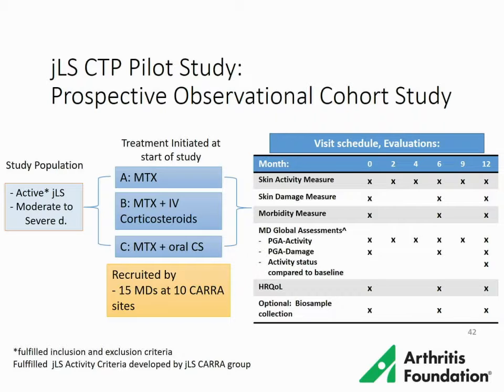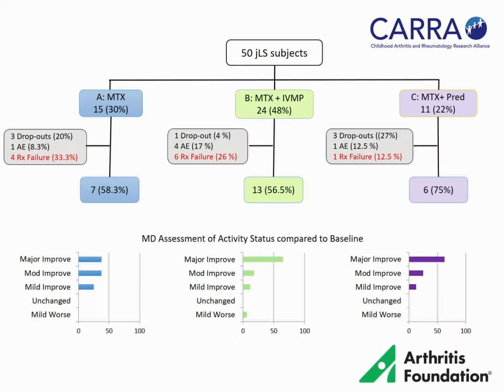And we followed them for 1 year with many different measures. From these 50 patients, we had patients enrolled into each of these 3 arms and ended up with about 60 to 75% of patients staying on the arm. So we had dropouts in each of the arms. We had some changes in the regimen because of adverse effects in each of the arms. And then we also had treatment failures in about 20 to 25% of the patients.